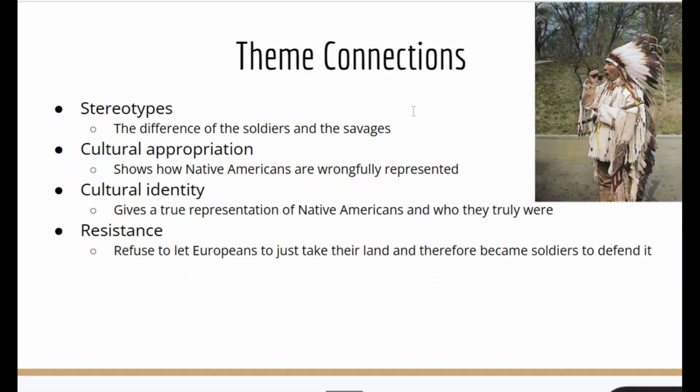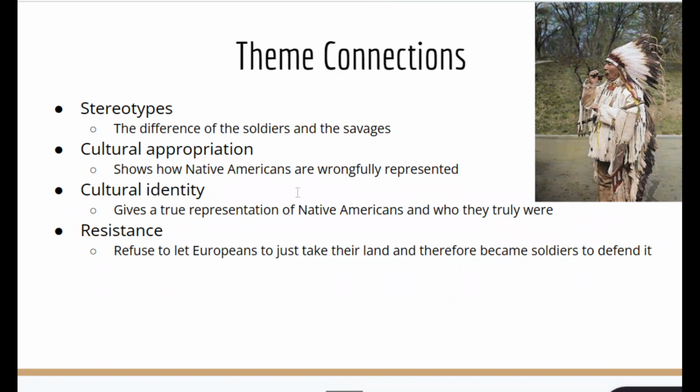So when I got to the theme connections, I found four really strong ones that I felt really stood out in this art piece. One of the first ones was obviously stereotypes. I've already kind of talked about the stereotypes, but basically just the difference of Native Americans being referred to as soldiers rather than savages. All throughout this semester, we've heard of Native Americans being referred to as savages because they would kill and so on. But really, they were soldiers, and they just did what they had to do to make sure that they were safe and their family was safe.